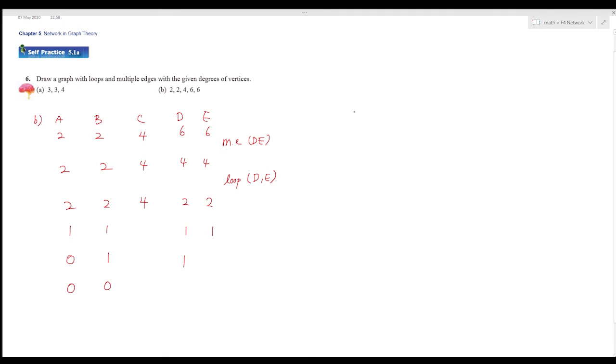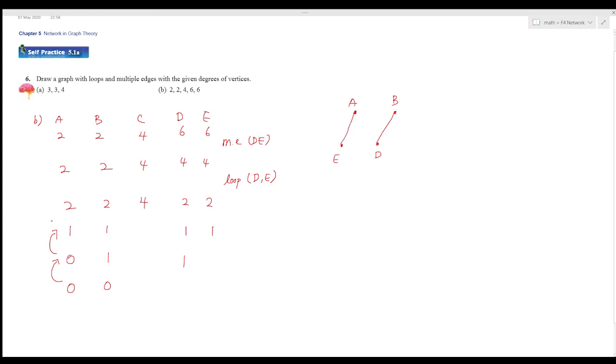We have vertex A and B now, with no edges. Now we add in point D. Point D will be connected to B. Now we add in point E, the vertex E. E is connected to vertex A.